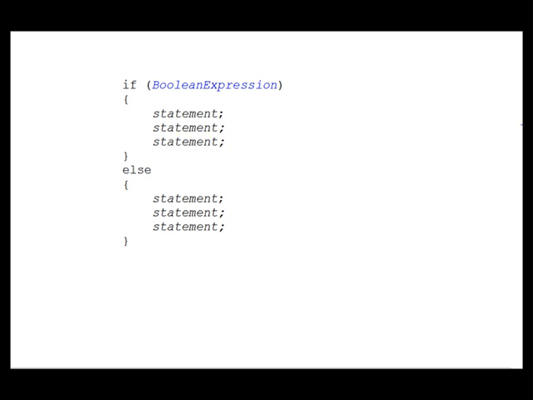If you need to conditionally execute multiple statements in either the if clause or the else clause, you enclose those statements inside braces, as shown here in this general format. In this format, the Boolean expression is tested, and if it's true, this block of statements is executed. If the Boolean expression is false, this block of statements is executed.